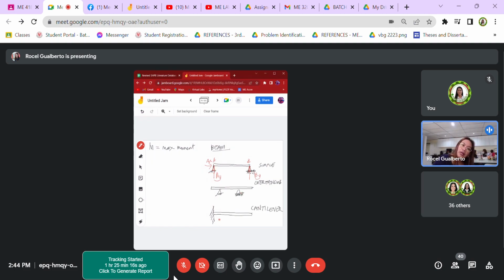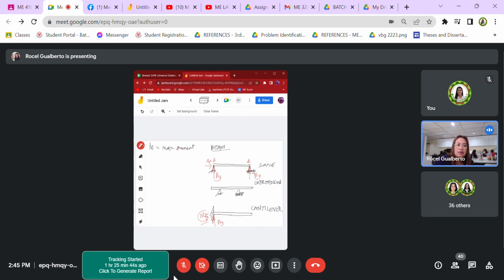Kapag cantilever type naman po, ano po yung reaction niya? First would be the vertical, and the other one would be what we call an external moment. So you call this an external moment on the fixed end. So external moment plus yung vertical. Yan po yung tatandaan natin.